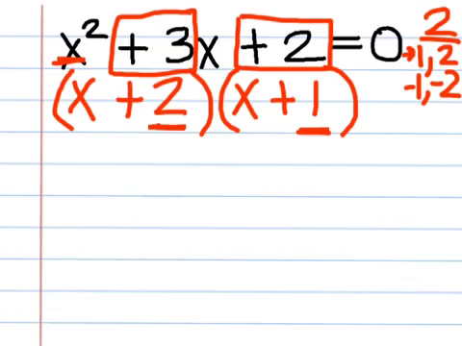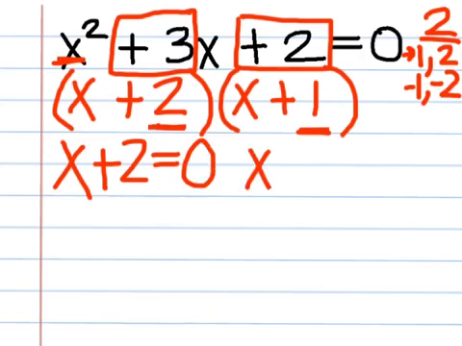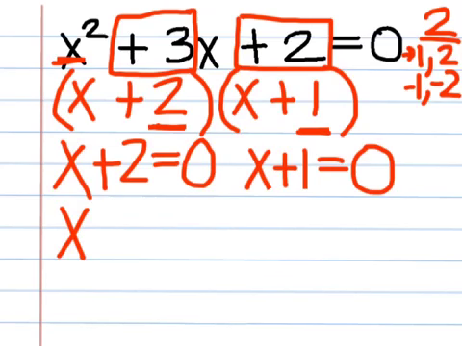Not yet. We want to find what numbers we can plug into x squared plus 3x plus 2 that will give us 0. So we take our factors x plus 2 and x plus 1 and we set them equal to 0. So x plus 2 equals 0, x plus 1 equals 0, and then we solve for x. X plus 2 equals 0. What's x equal?